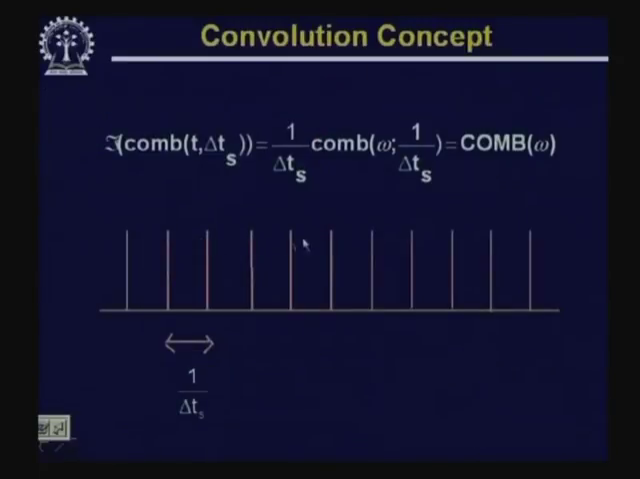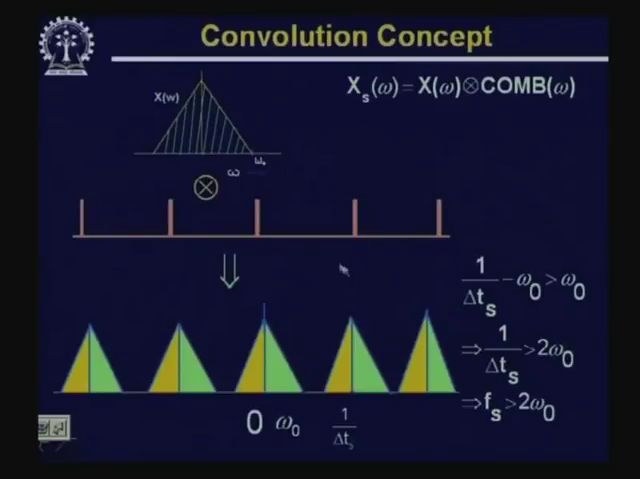So, by applying this, when I convolve two signals, x(t) and the Fourier transform of this comb function, that is comb(omega), in the frequency domain, what I get is something like this. When x(t) is band limited, that means the maximum frequency component in the signal x(t) is omega naught, then the frequency spectrum of the signal x(t), which is represented by X(omega), will be like this.